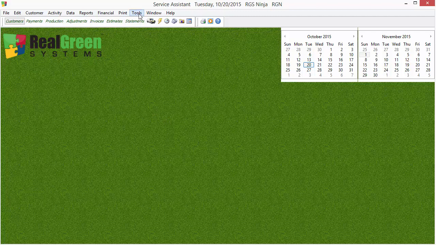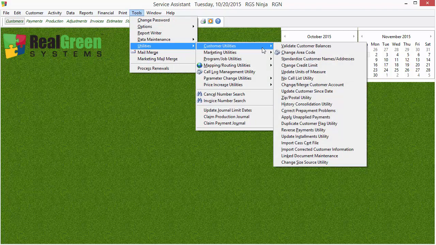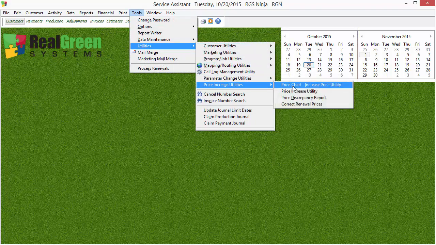Now, the first utility you're going to run is under Tools, Utilities, and then it's going to be price increase utilities, and then we actually have a price chart increase utility. Now, the price chart increase utility obviously does it for the price charts. That would be any new customers or any customers that sign up for a service or program that uses that price chart as a new service or program.